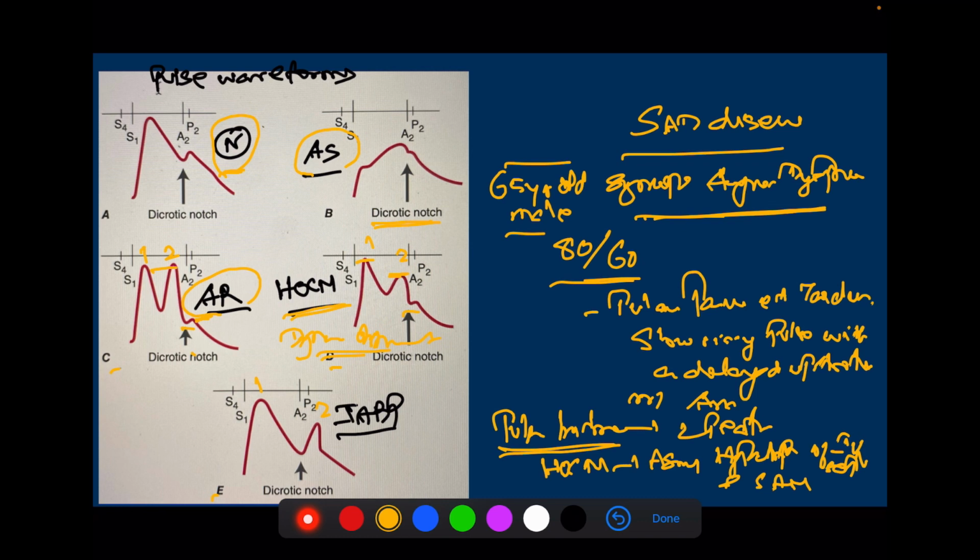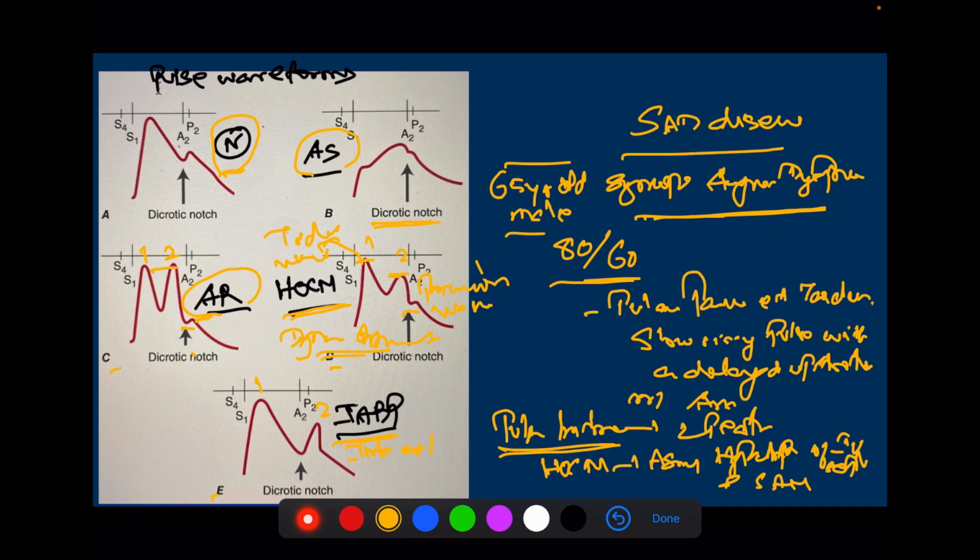The first waveform is known as the tidal wave. The next one is known as the percussion wave. Okay, you don't need to know about that. Just know that this is the waveform that you can see in pulsus bisferiens, which is associated with HOCM. And see, another type of pulsus bisferiens you can see after a condition called IABP. IABP stands for intra-aortic balloon counterpulsation.